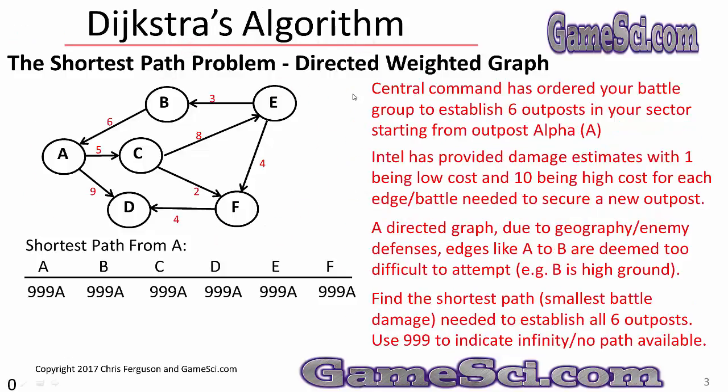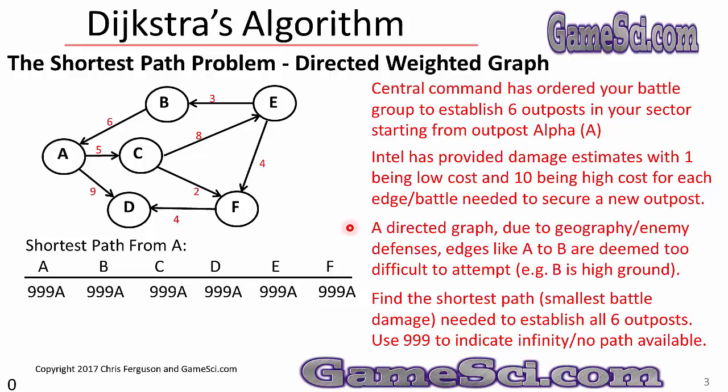Dijkstra's algorithm. Central Command has ordered your battle group to establish 6 outposts in your sector, starting from Outpost Alpha, or A. Intel has provided damage estimates with 1 being low cost and 10 being high cost for each edge/battle needed to secure a new outpost.